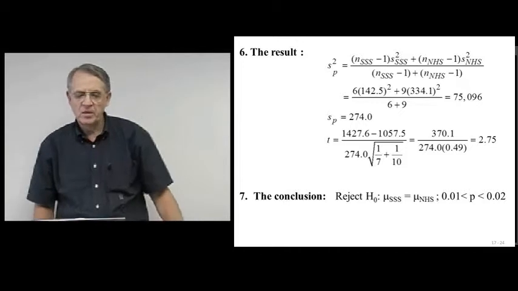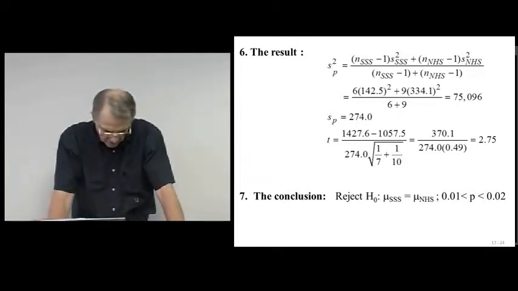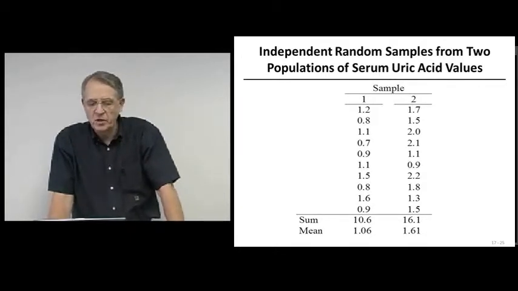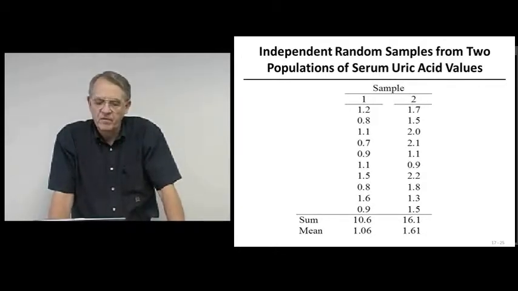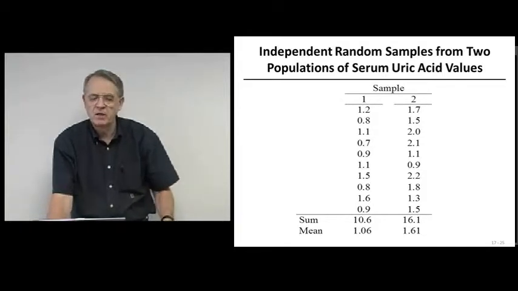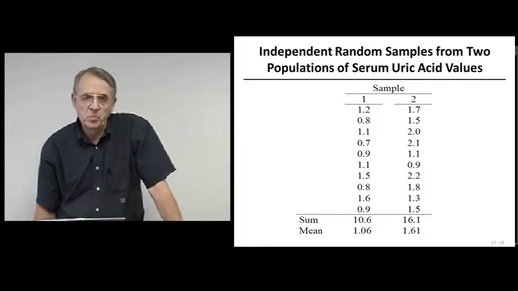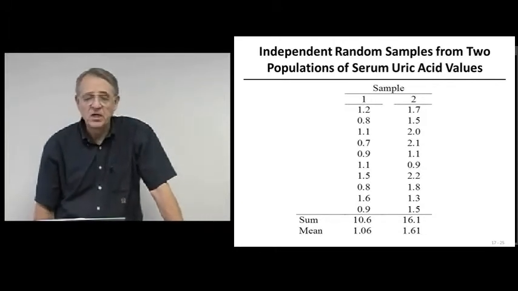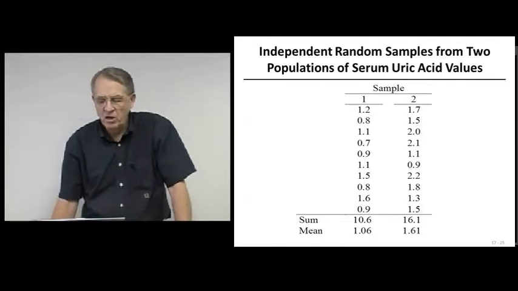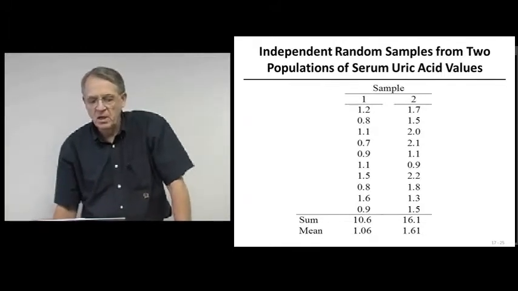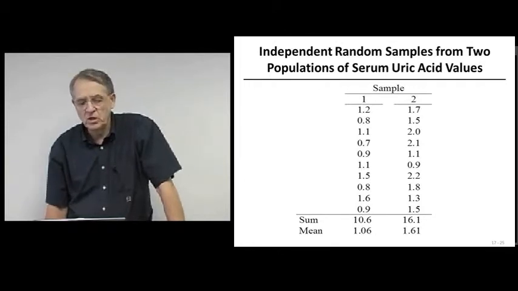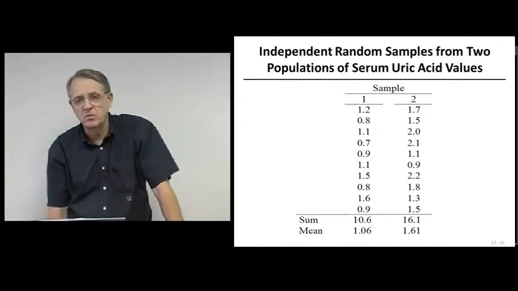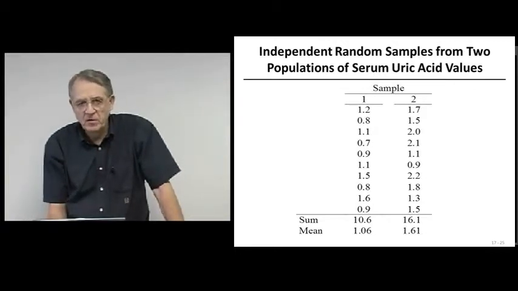Now I'd like to look at another example and try to give you the comfort that you're beginning to know some things that you might not realize that you know. Here I have an example of independent random samples from two populations of serum uric acid values, sample 1 and sample 2, and there are 10 observations in each sample. If we add these observations up, we get 10.6 for one sample, which leads to a mean of 1.06, and 16.1 for the second sample, which leads to a mean of 1.61. So we have two sample means here.